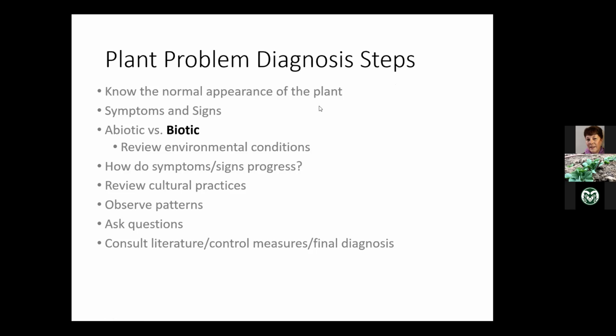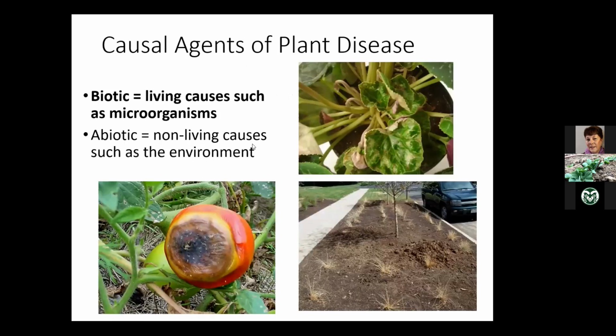Sounds like a plan. So we talked about the abiotic issues of plant problems. Now let's talk about some biotic issues. And biotic, as you remember, are the living causes of these problems. And we're talking about microorganisms because you can't see them without a microscope. And some of them you can't even see with a microscope. You're just not able to. So we'll talk about some of these as we move forward. And the two lower pictures here are both abiotic issues.